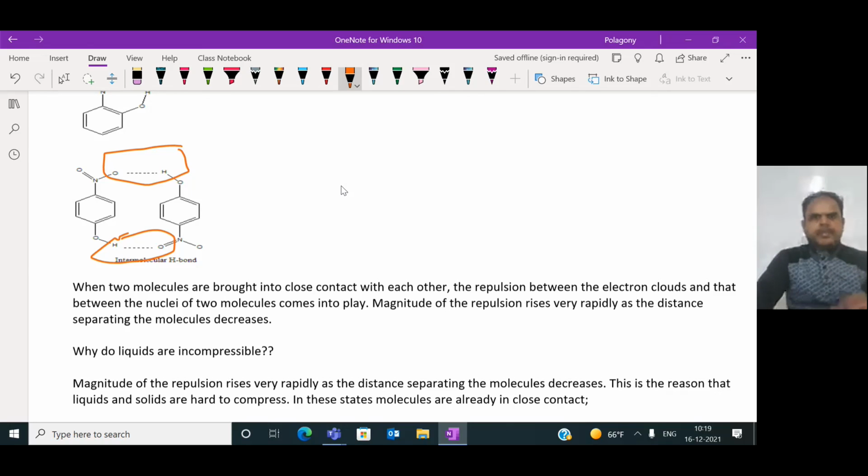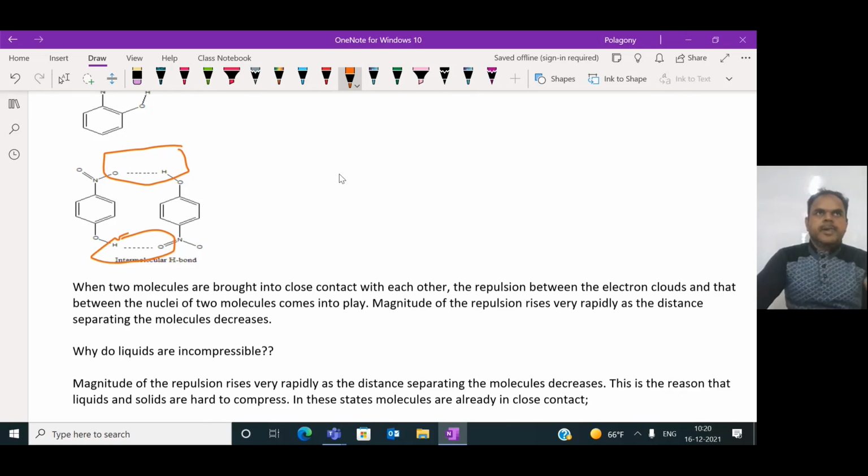hydrogen bonding. So always, intermolecular hydrogen bonding affects the boiling point more. Always, intermolecular hydrogen bonding increases the boiling point of the liquid more than intramolecular. That means the boiling point of liquids depends upon the hydrogen bonding. Intermolecular hydrogen bonding will increase the boiling point of those liquids.